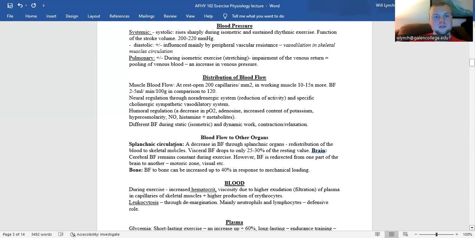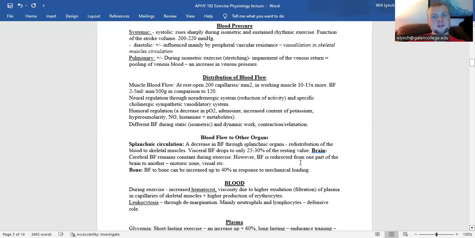Okay, let's see. The hormonal regulation. So for the blood flow to other organs, what we see is a very sharp decrease in blood flow to the splanchnic organs, which is going to be your visceral organs. The redistribution of that is going to go to the blood and skeletal muscles. Right? So the visceral blood flow is going to drop to only about 30% of whatever its resting value is.